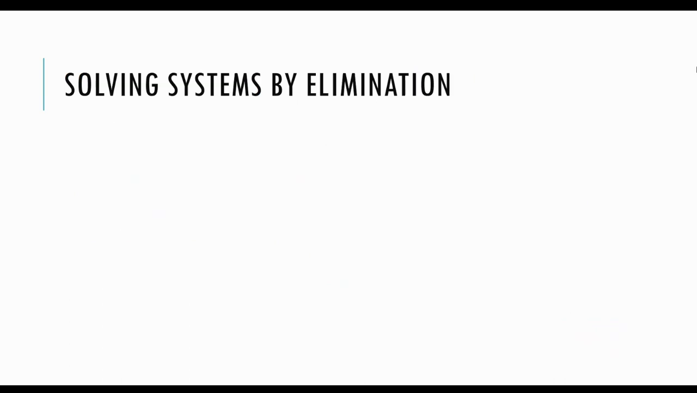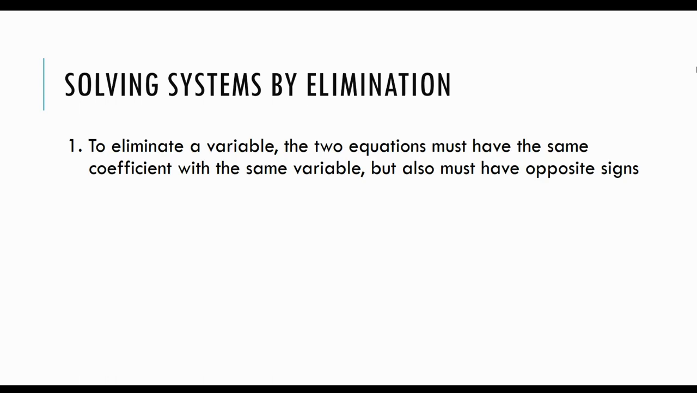Okay. So now let's solve by elimination. So here's our second type of solving. To eliminate a variable, the two equations must have the same coefficient with the same variable, but must also have opposite signs. Okay, so that means that we want to line up our like terms. We want x's one on top of the other, the y's one on top of the other, the equal signs on top of the other, the numbers on top of each other.